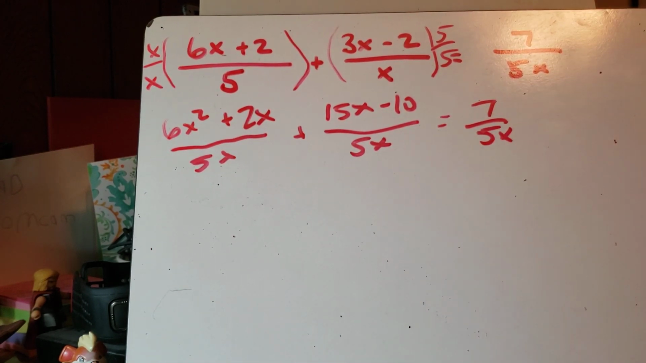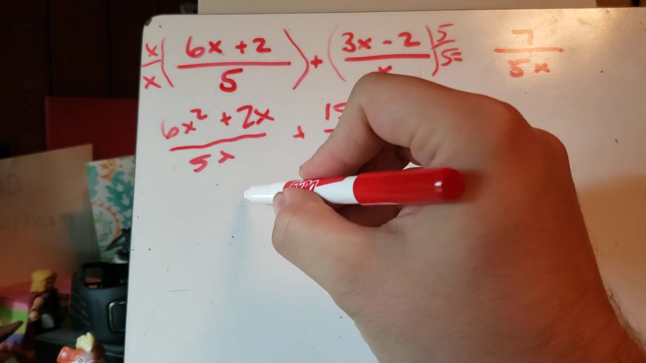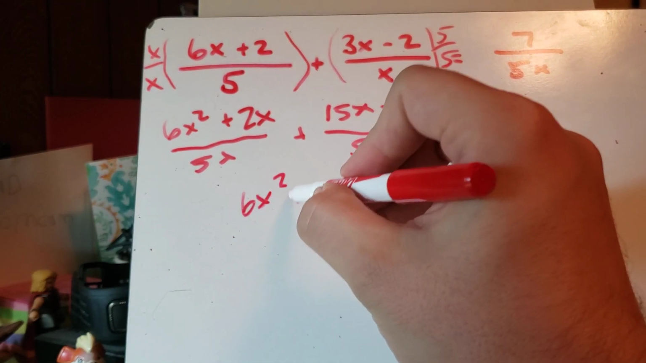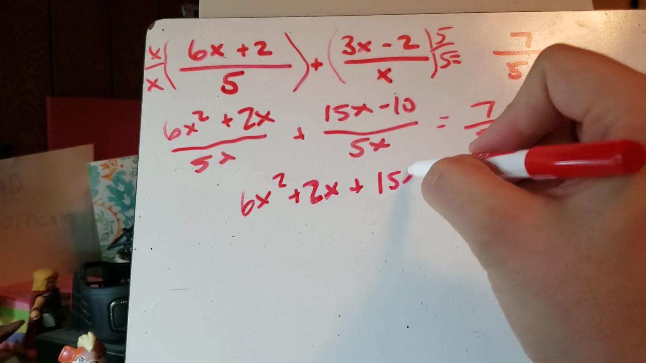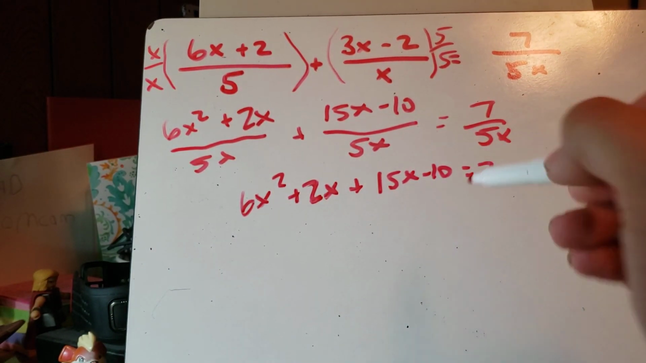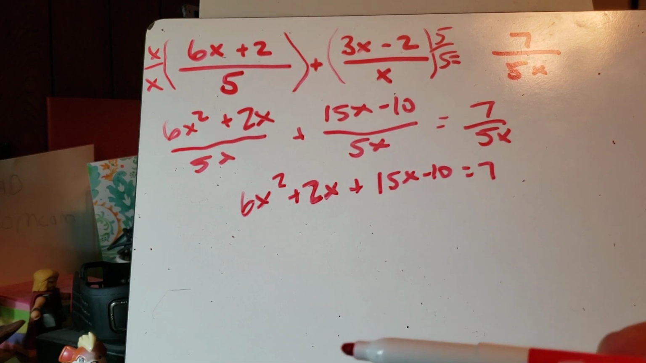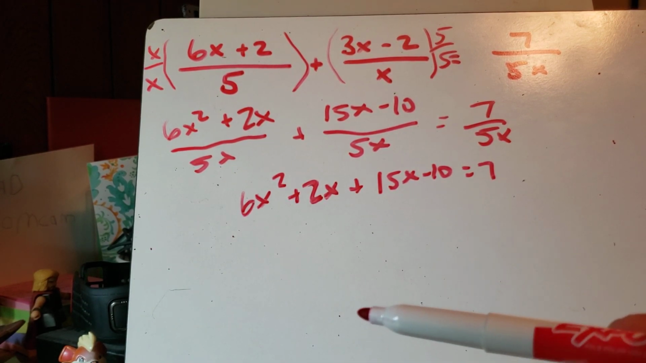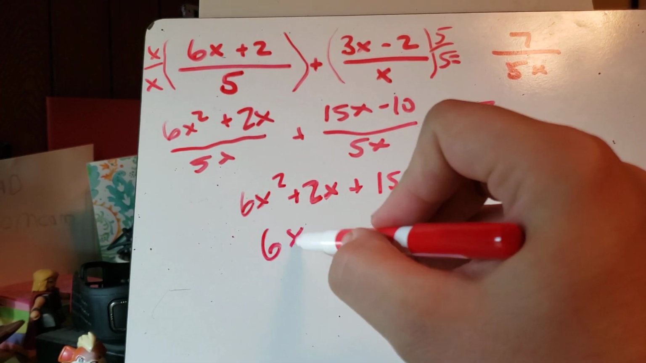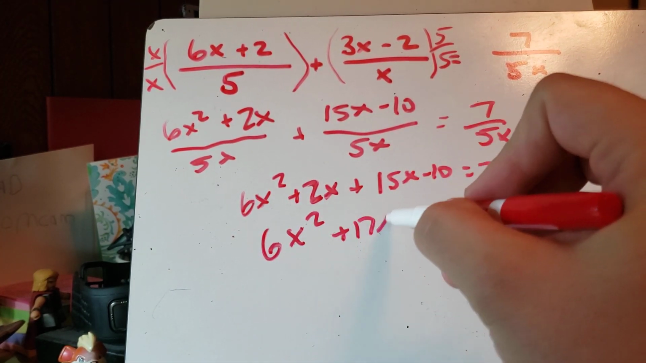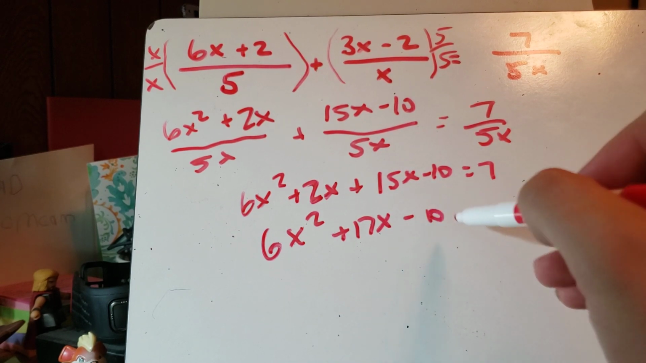Now, since we have the same denominator now, we can pretty much just get rid of those 5x's and just treat the top as a regular old problem. We've got 6x squared plus 2x plus 15x minus 10, and that equals 7. Okay, we've got a square in there, which is something that we're not so used to. We're going to get 6x squared plus 17x minus 10.